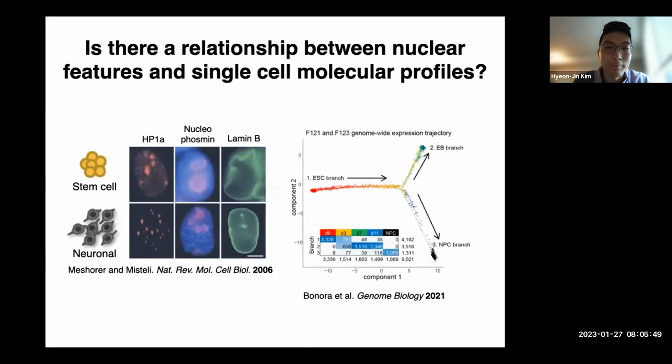So recently, there have been big advances in single cell genomic technologies, and in our department as well, we do a lot of single cell RNA sequencing and single cell ATAC sequencing of in vitro embryonic stem cells and also in vivo mouse models. So one of the questions we would like to answer is: is there a relationship between the nuclear features that we see from microscopy and the single cell molecular profiles we get from single cell genomic methods?